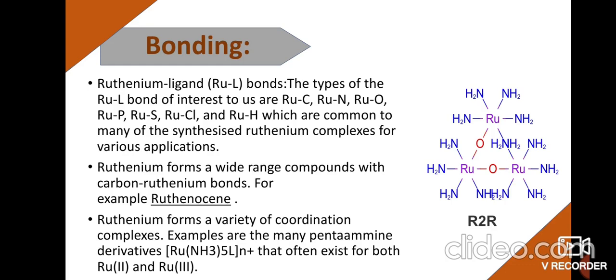Ruthenium forms a wide range of compounds with carbon-ruthenium bonds, for example, ruthenocene. Ruthenium forms a variety of coordination complexes. Examples are many pentaammine derivatives that often exist for both ruthenium(II) and ruthenium(III).